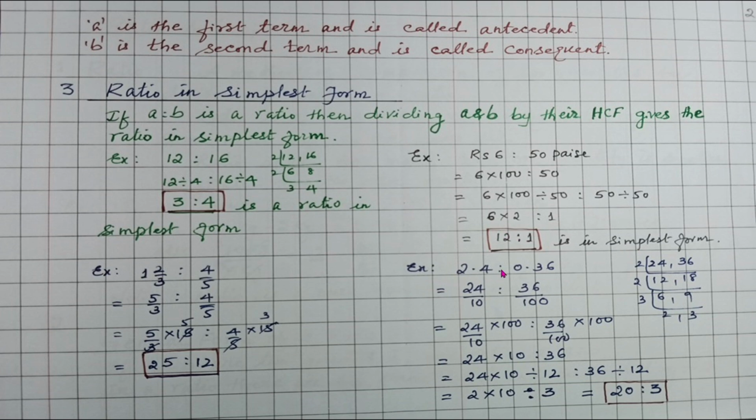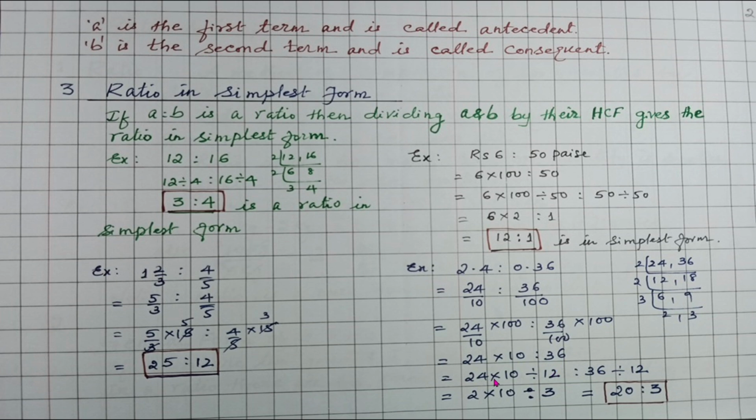Now 2.4 is to 0.36. These are two decimal values here. Convert the decimal 2.4 as a fraction, 24 by 10, and 0.36 as 36 by 100. Multiply by 100 on both the sides, we get 24 into 10 is to 36.